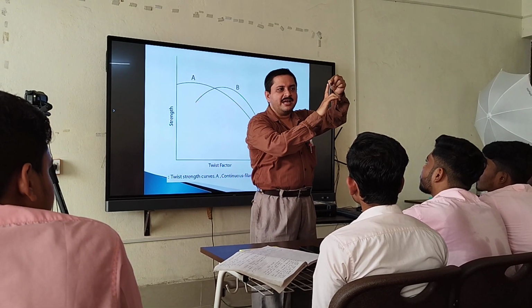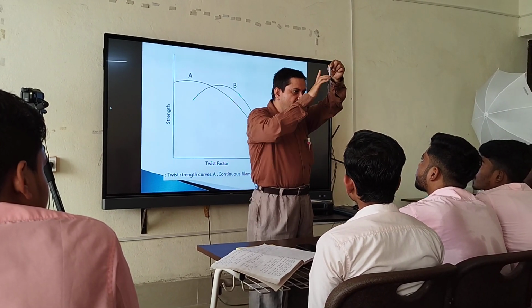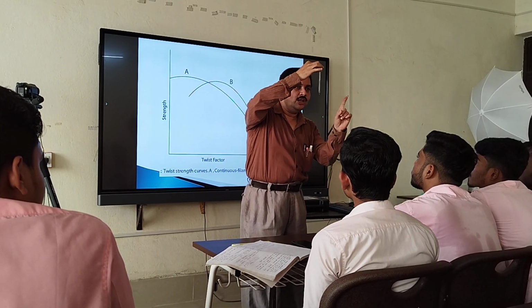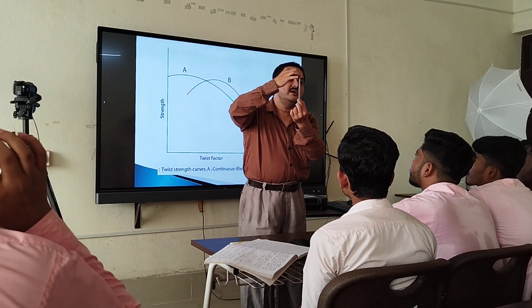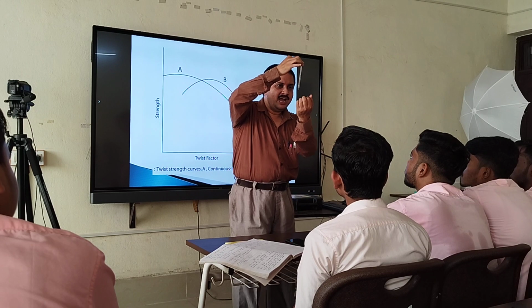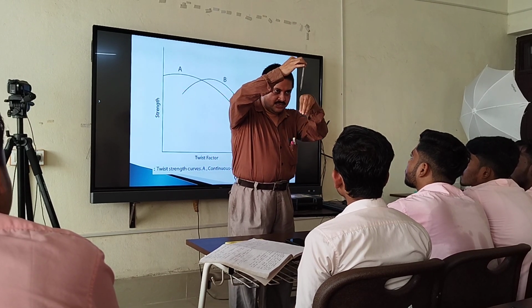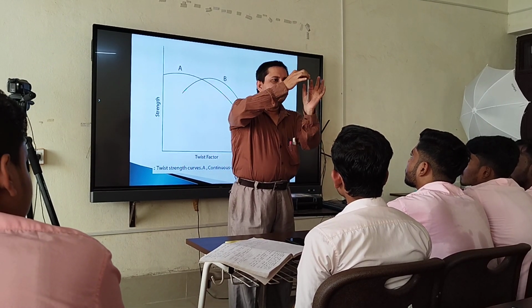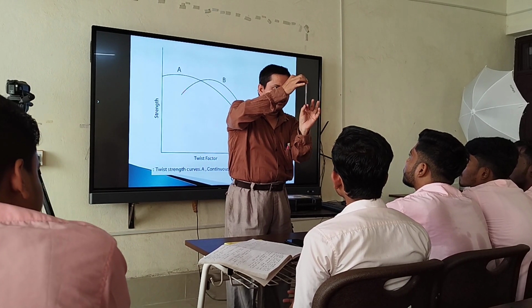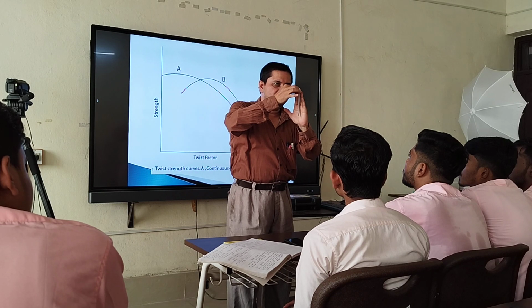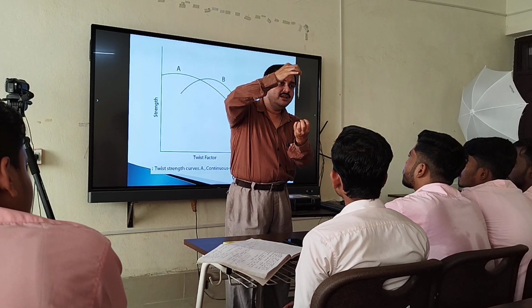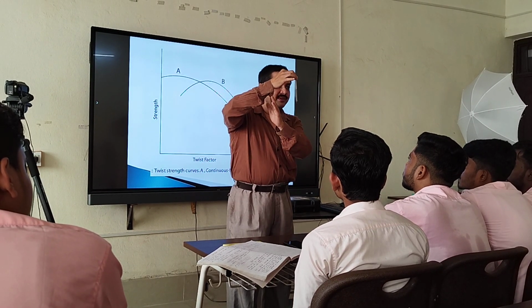If the fibers in a yarn are parallel to each other, all the fibers will share the load. Am I not right? I am applying the load along the axis. For example, if the fibers within the fiber strand are parallel to each other, what will happen? It will share the load.